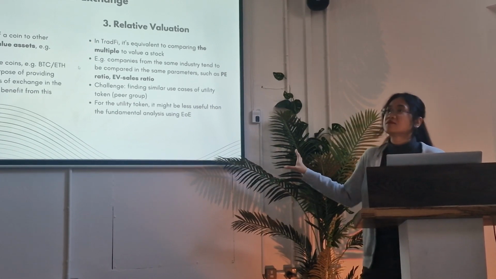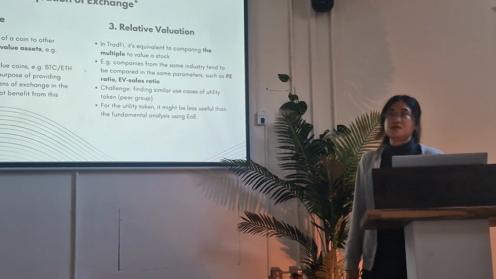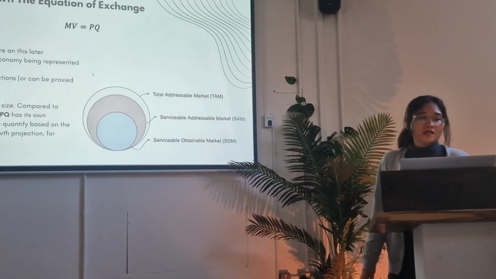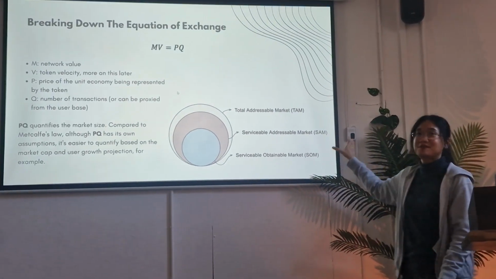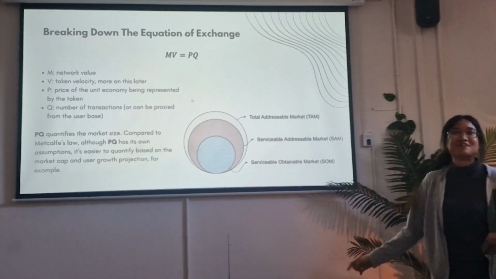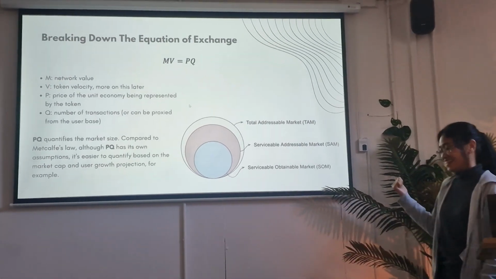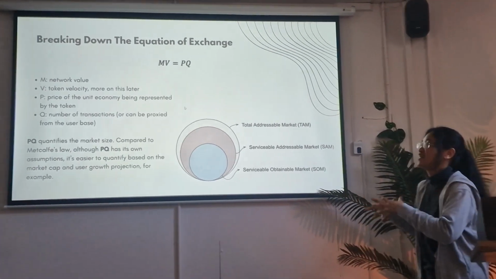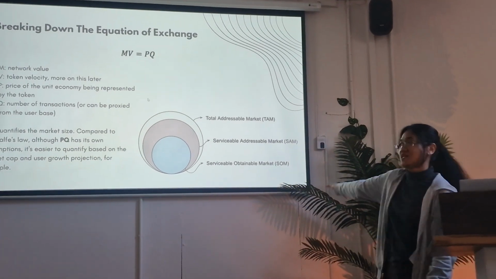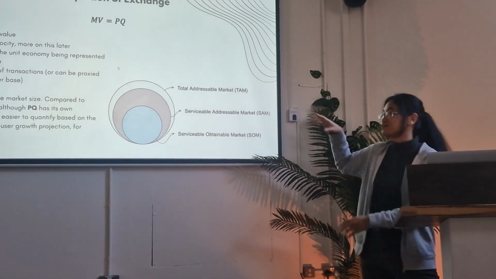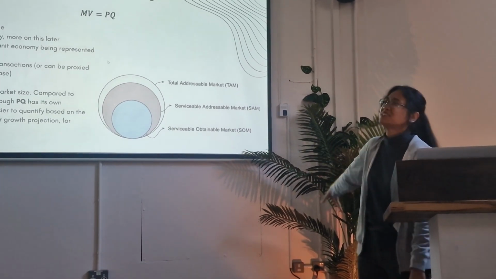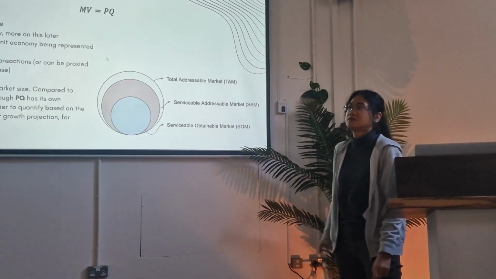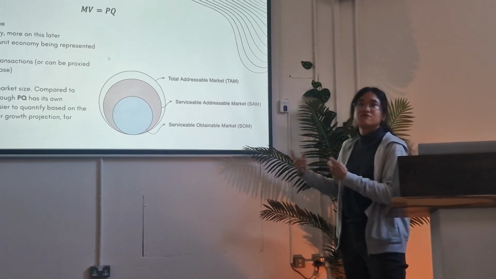So for the fundamental valuation, we can use the EOE, or equation of exchange. Let's break it down. I'm sure some of you are familiar with TAM, SAM, SOM. Basically, that's how we quantify the market cap in tokenomics. TAM is the total addressable market, SAM is the serviceable addressable market, and SOM is the serviceable obtainable market. Basically, they are just subsets of the markets that we want to quantify.